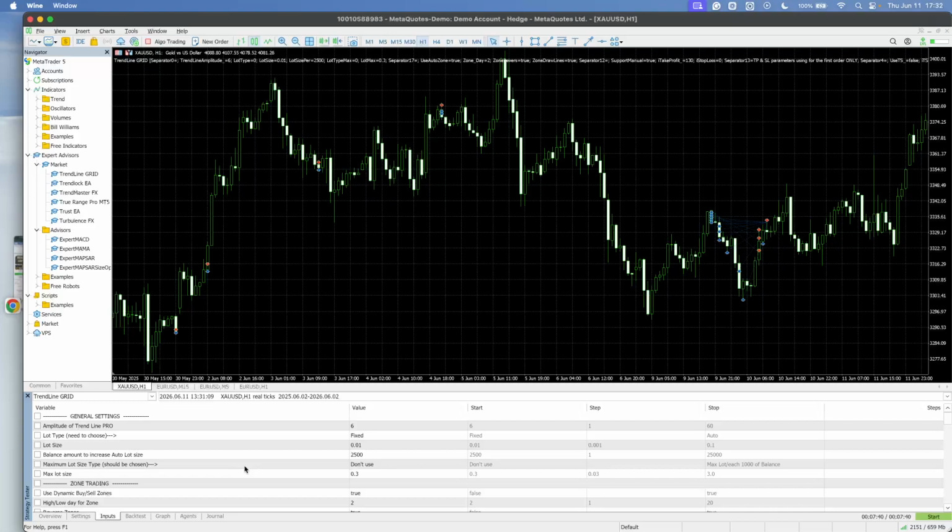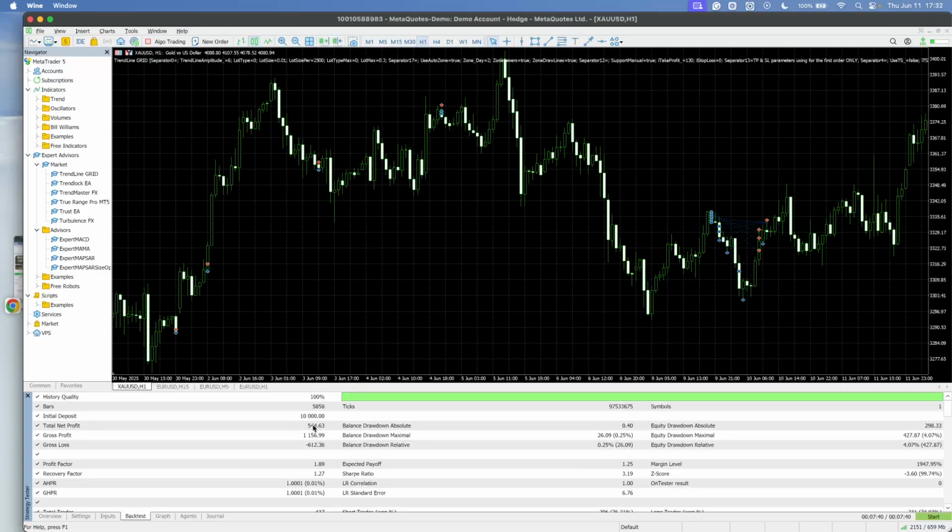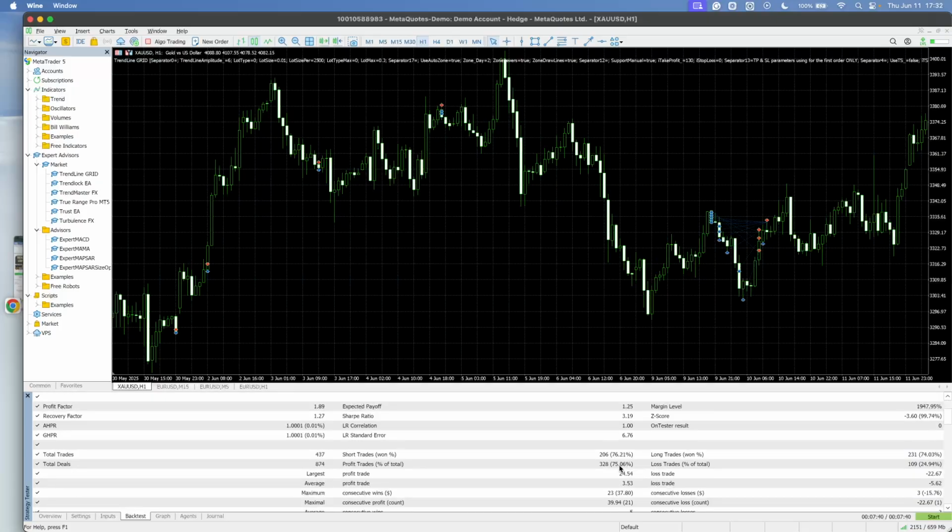The total net profit came in at about $544, and profit factor of 1.89. Also, max equity drawdown was around 4%, and the max balance drawdown was 0.25%, which is very low and commendable. Win rate stayed solid around 75% on both buy and sells, with 437 trades in total.